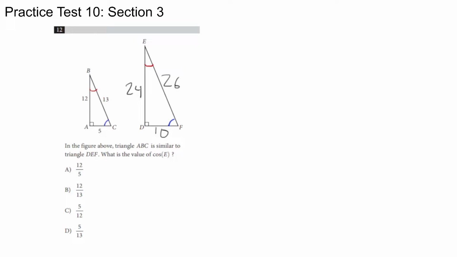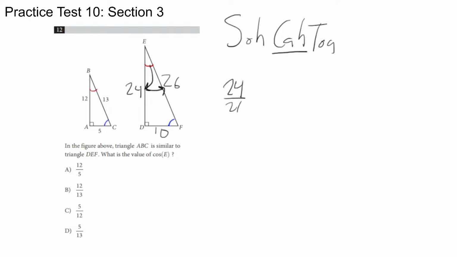It's asking the cosine of E. So if you remember SOHCAHTOA, if I'm looking for the cosine, I'm looking for adjacent over hypotenuse. So I would have 24 over 26, which could then be simplified to 12 over 13, which is what I had in triangle ABC to begin with, because that's just basically my sides in simplest form. So my cosine of angle E would just be 12 over 13, answer choice B.